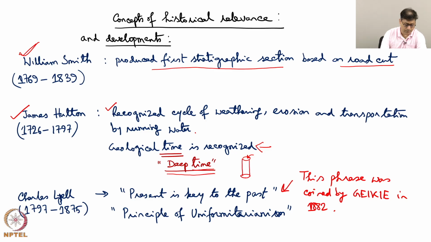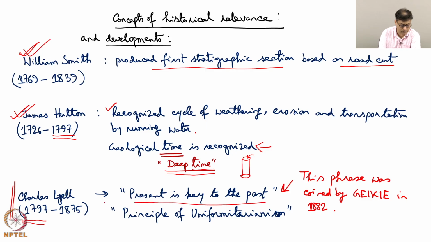The next important development, we can look at Charles Lyell, 1797. Interestingly, his year of birth is the same as the year of death of James Hutton. So, this means when Charles Lyell was studying geoscience in a primitive format, he was certainly aware of James Hutton's work and also William Smith's work. A very interesting statement made from Charles Lyell's work is that the present is the key to the past.